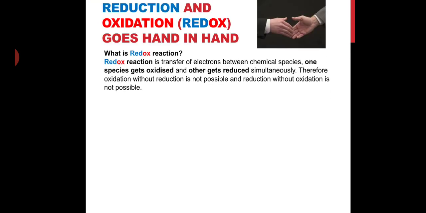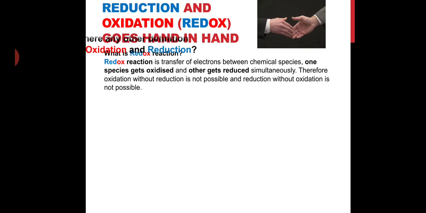So, B is an oxidizing agent. So, what is a redox reaction? Reduction plus oxidation together gives redox reaction. Redox reaction is transfer of electrons between chemical species. One species gets oxidized and the other gets reduced simultaneously. Therefore, oxidation without reduction is not possible, and reduction without oxidation is also not possible. Therefore, oxidation and reduction go hand in hand.